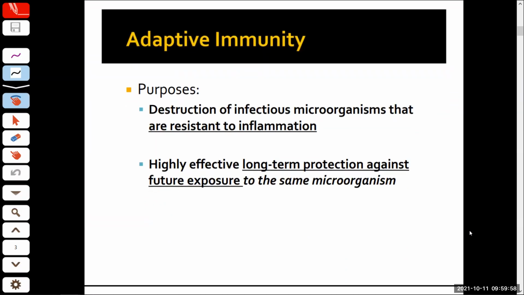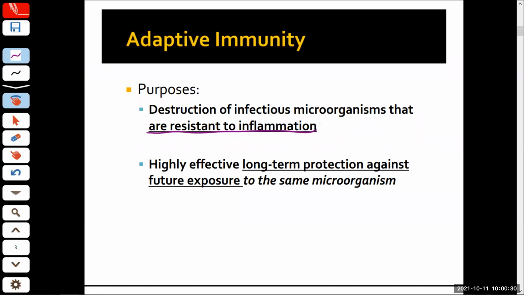Why do we need a third line of defense? Don't overthink it. Yeah, just in case the other two fail, if something is resistant to inflammation. So can inflammation kill a virus? Not really. Because think about the innate, the inflammatory response, it's all based on cells. Viruses hijack cells. So we need something else to combat things that inflammation can't kill.